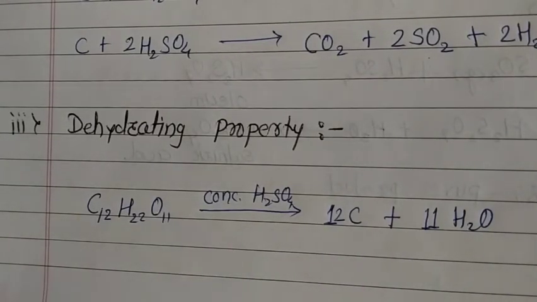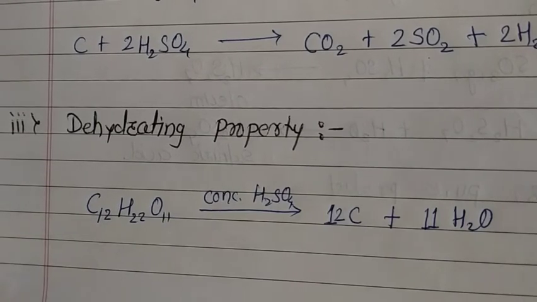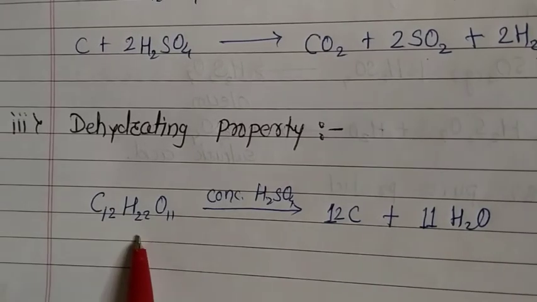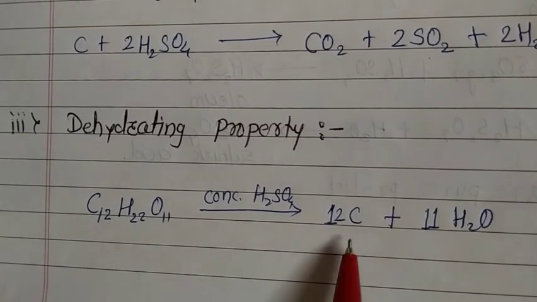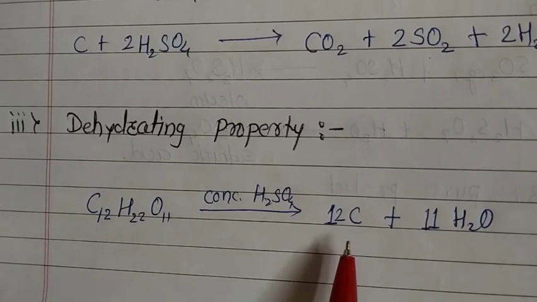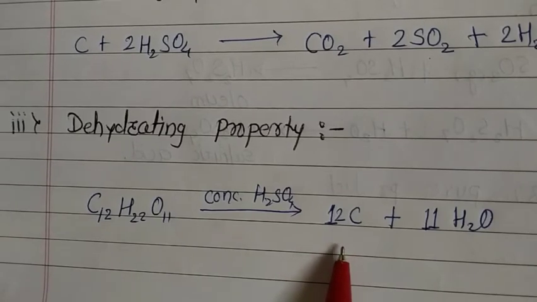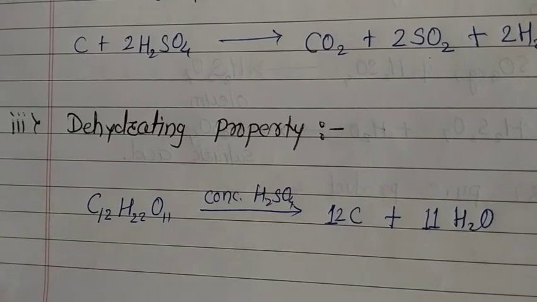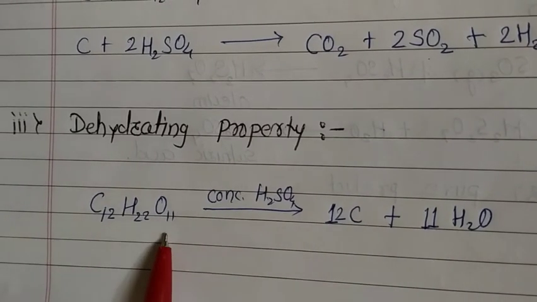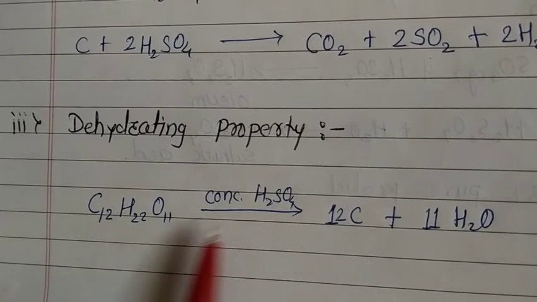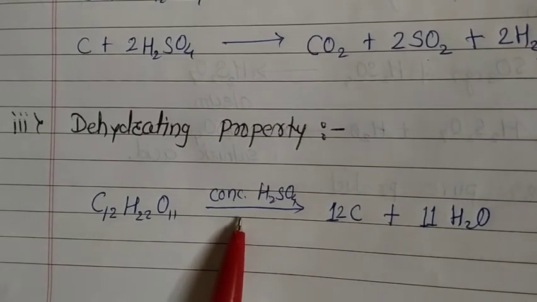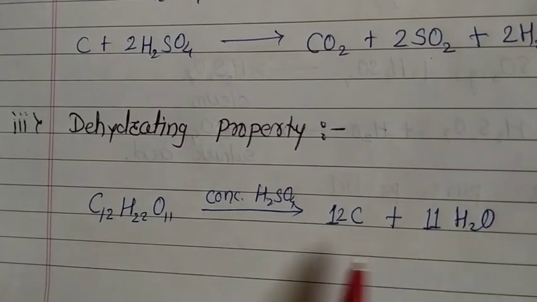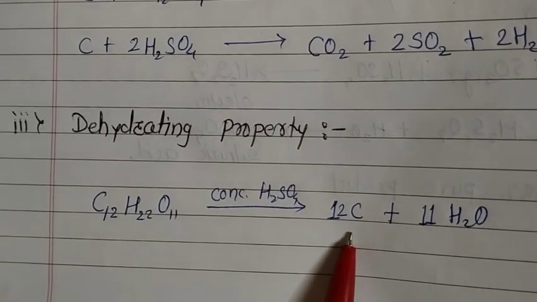Next property is dehydrating property. Concentrated sulfuric acid is a strong dehydrating agent. Sulfuric acid removes water molecules from sugar and carbohydrate and the carbon is left behind. This is called sugar charcoal and the process is called charring, in which C12H22O11, that is carbohydrate, in presence of concentrated H2SO4 loses water molecules and carbon is left behind, which is called sugar charcoal.